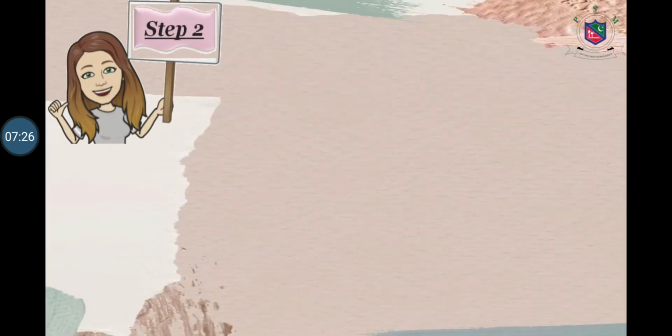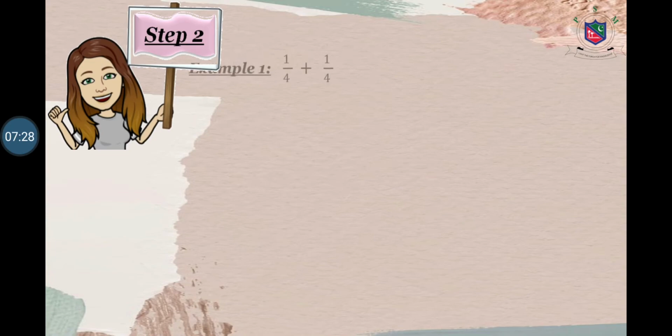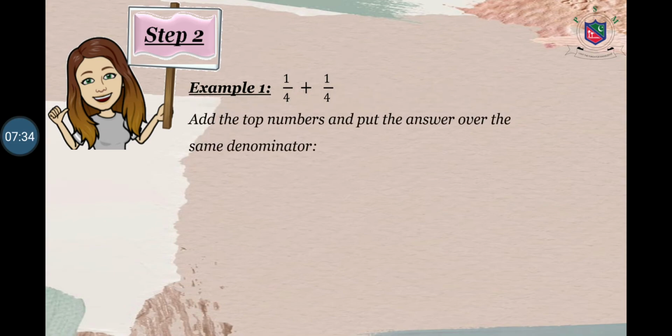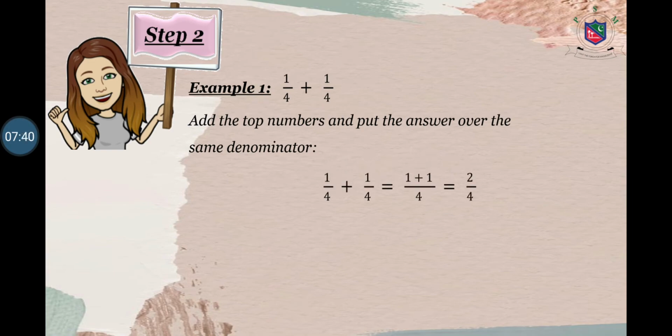So, what is the second step now? You can see, according to the first example, we have the same denominator. So we add the top numbers, the numerators, and we write the answer over the denominator. Dear students, again I am telling you that the denominator will be the same. We cannot change the denominator.